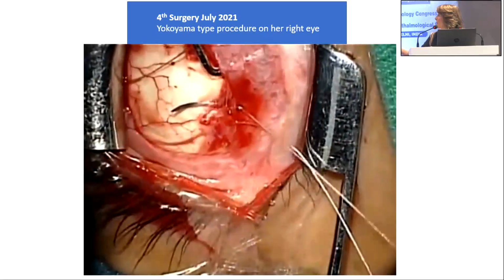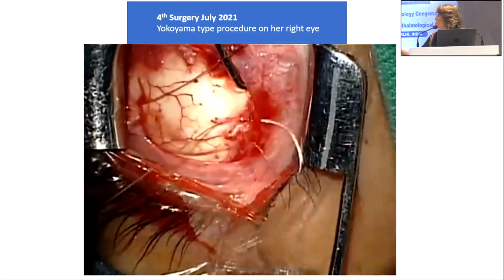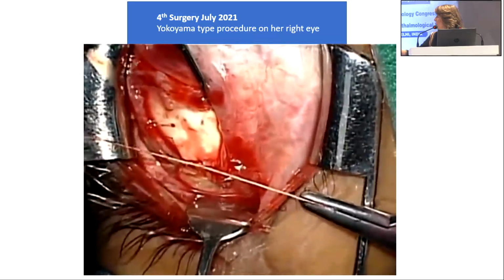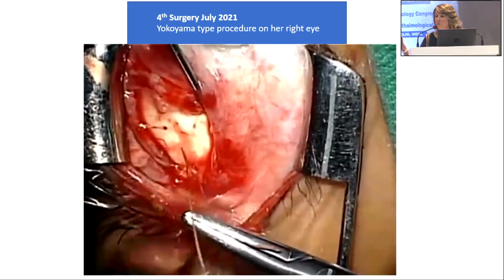So I passed the suture next to this suture, and then I pull. This is the lateral border of the superior rectus, and this is the superior border of the lateral rectus.